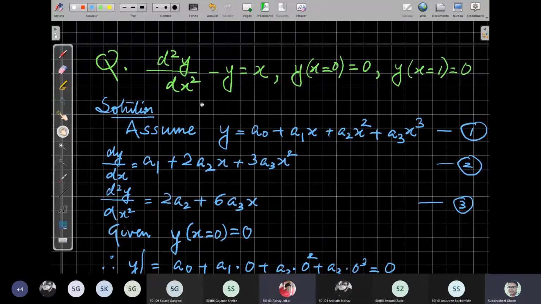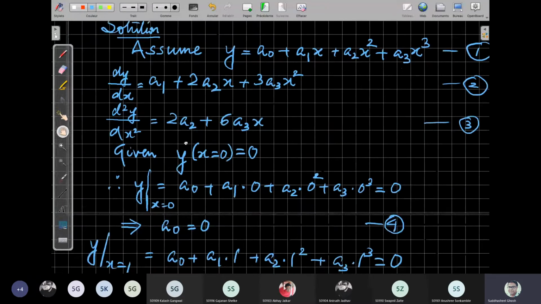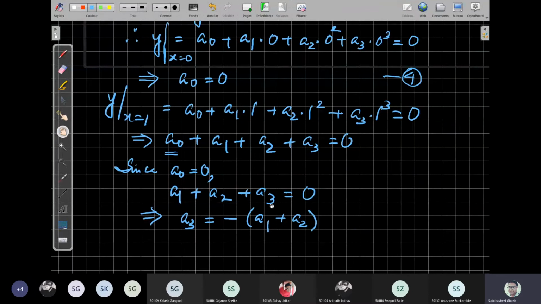Yes, sir. Now you see, we are going to substitute this into the differential equation. So this a3 equal to a1 plus a2, which is written here, I will put it as equation number 5.